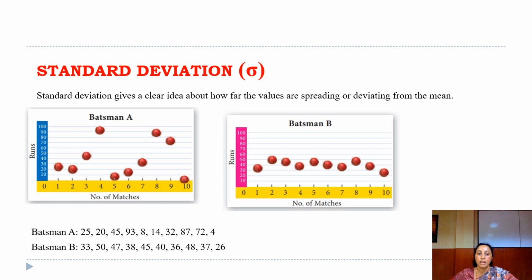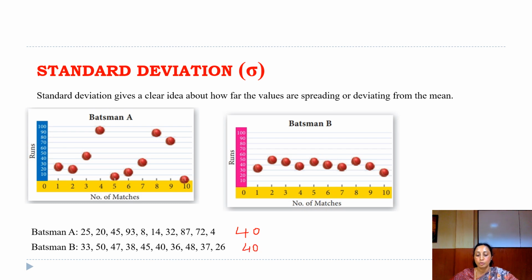In this video, let us understand about standard deviation. Standard deviation is denoted by the letter sigma, which is a Greek letter. Here there are two batsmen A and B, and I have listed the runs scored by them in different matches. If you find the average run scored by batsman A, this comes to 40. Similarly, the average run scored by batsman B also comes to 40.